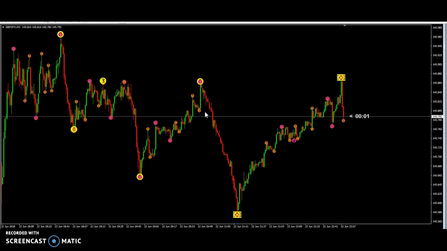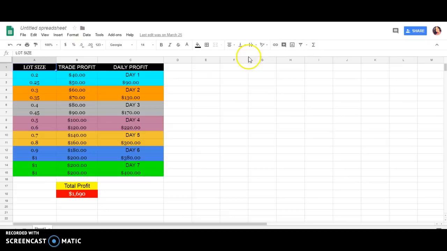I did purchase these indicators. I bought them and then I customized them myself to fit my trading style, and it works like a charm, I'm telling you. Let me show you the spreadsheet.